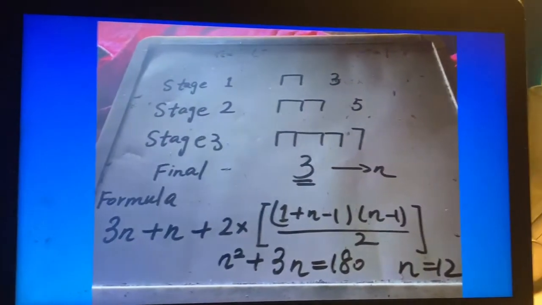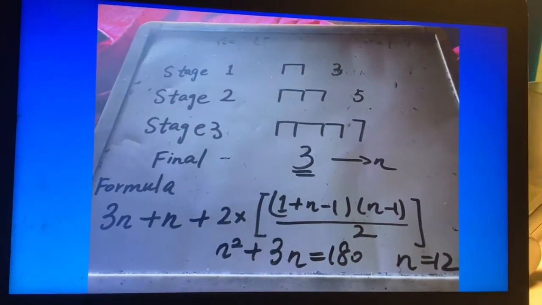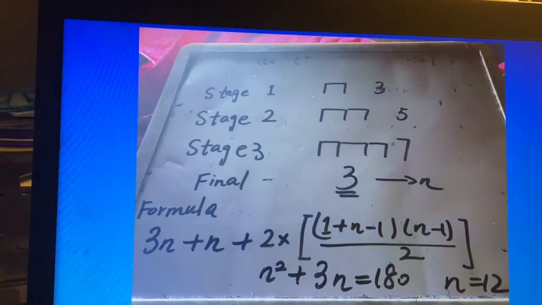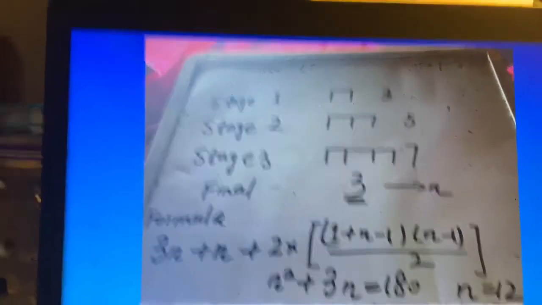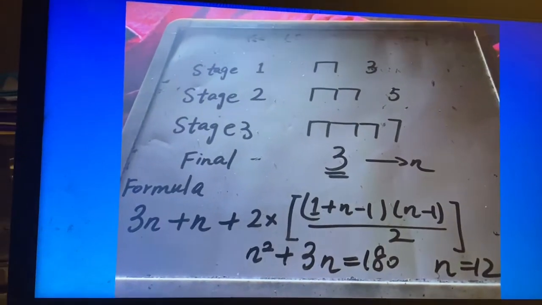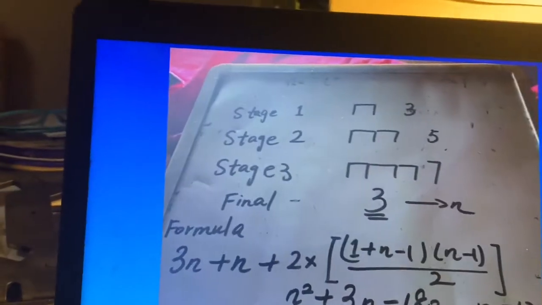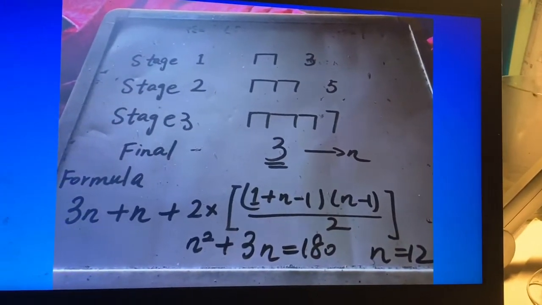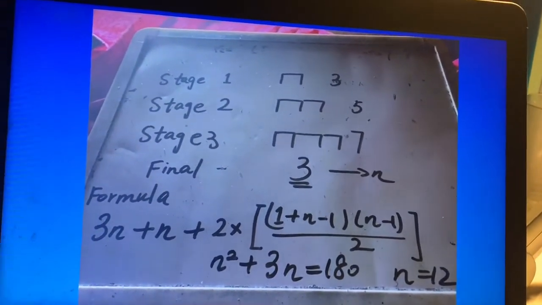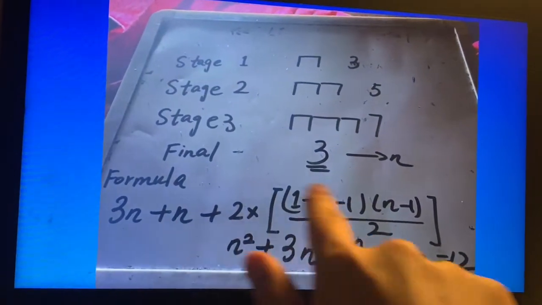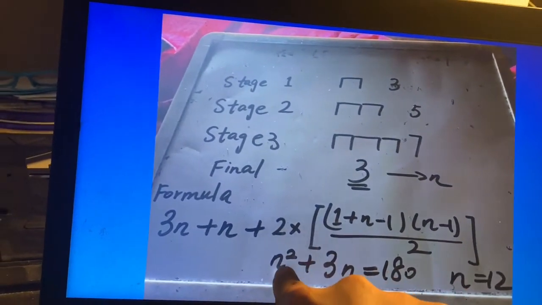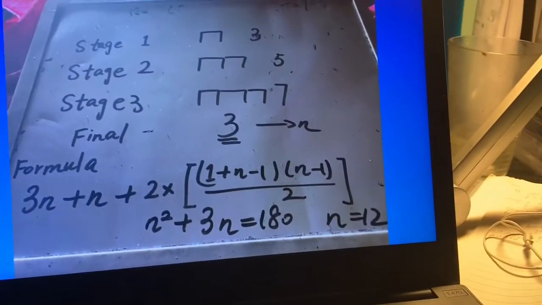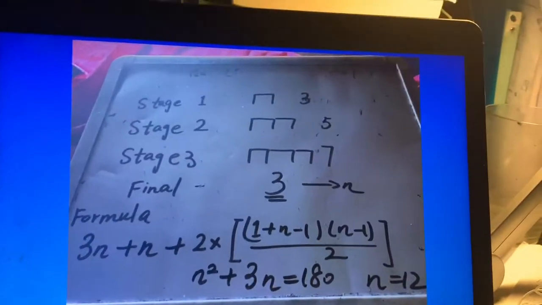So why does this formula come about? Why use this formula? Because when you calculate 1 plus 2 plus 3, I mean the arithmetic sequence formula, it is the first term plus the last term, times the total number of terms, divided by 2. So I'm applying it here to solve the problem. After simplification, you get n squared plus 3n equals 180. Using an easy quadratic, you get n equals 12.